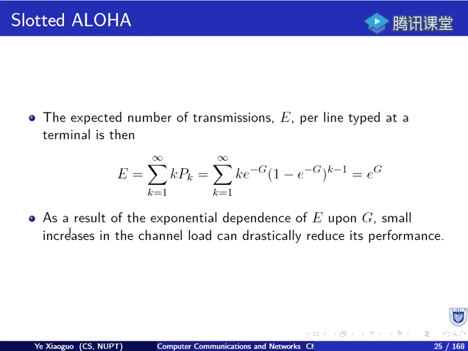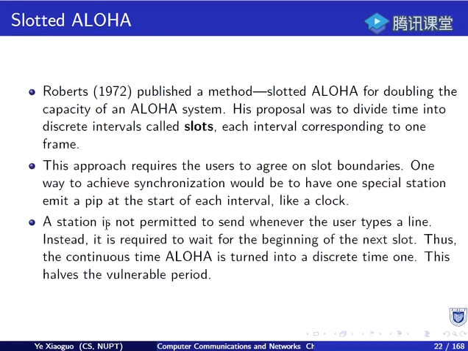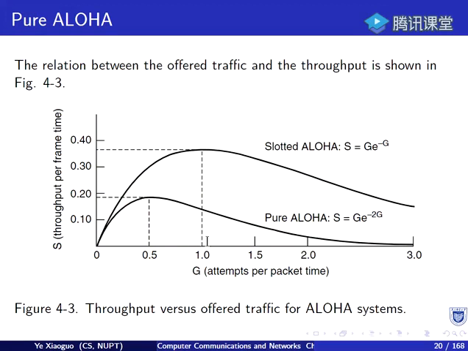So as a result of the exponential dependence of the number of transmissions upon G, small increases in the channel load can drastically reduce its performance. So only at G equals 1 does the throughput reach its best performance. If G becomes larger, then it becomes worse.